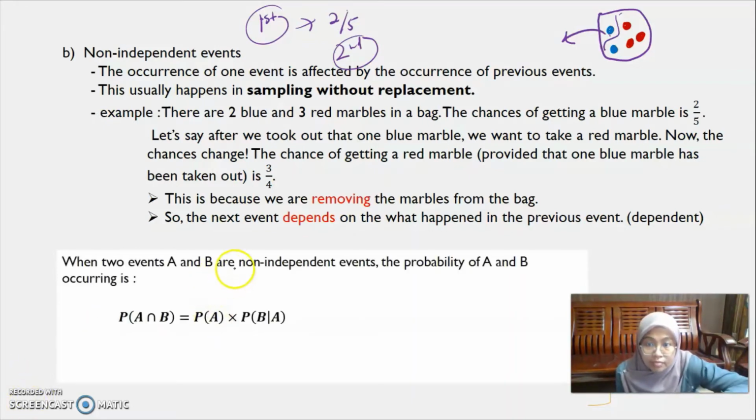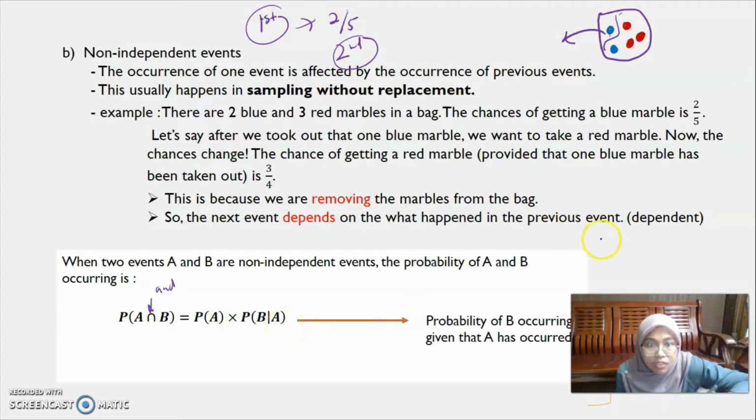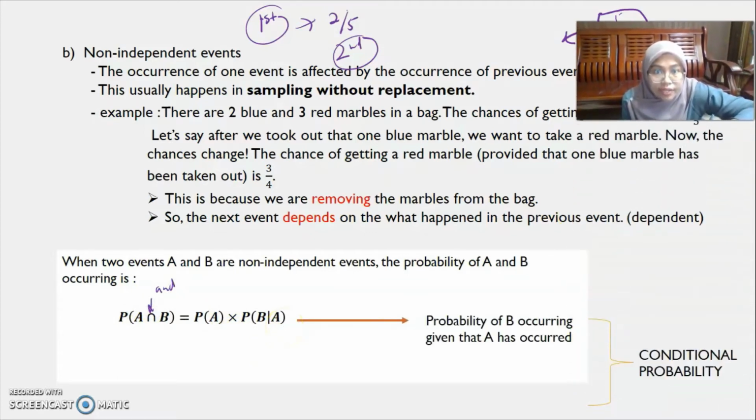When two events A and B are non-independent events, the probability of A and B occurring is the probability of A multiplied by the probability of B given A. This is the formula to calculate the probability of A and B for non-independent events. This term here is the probability of B occurring given that event A has occurred. We call this the probability of B given A.